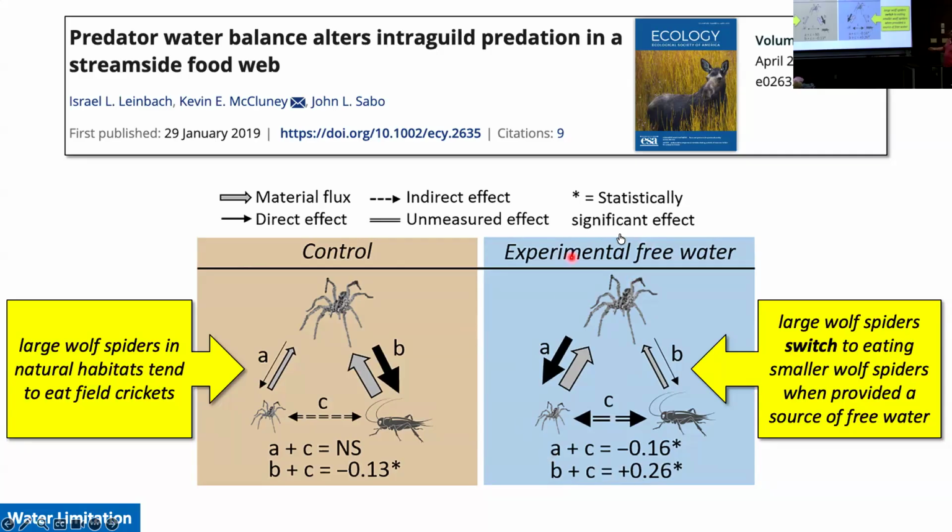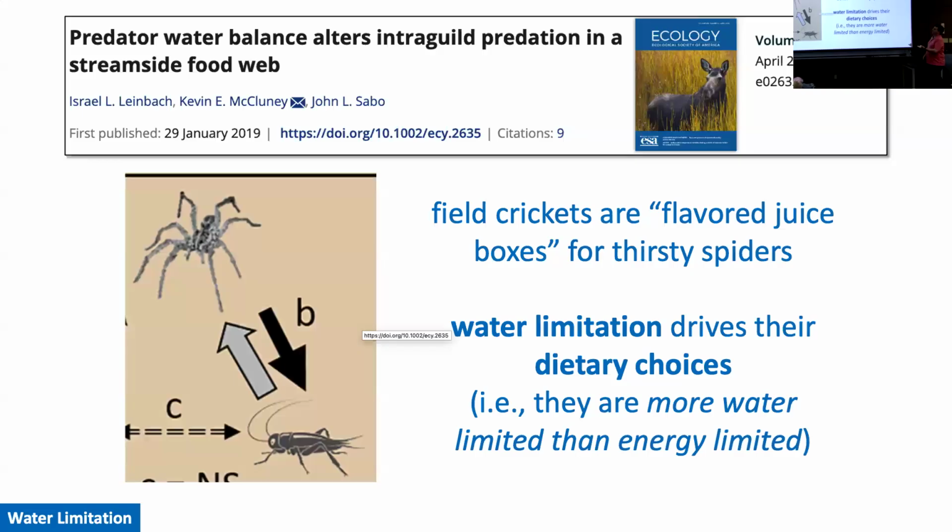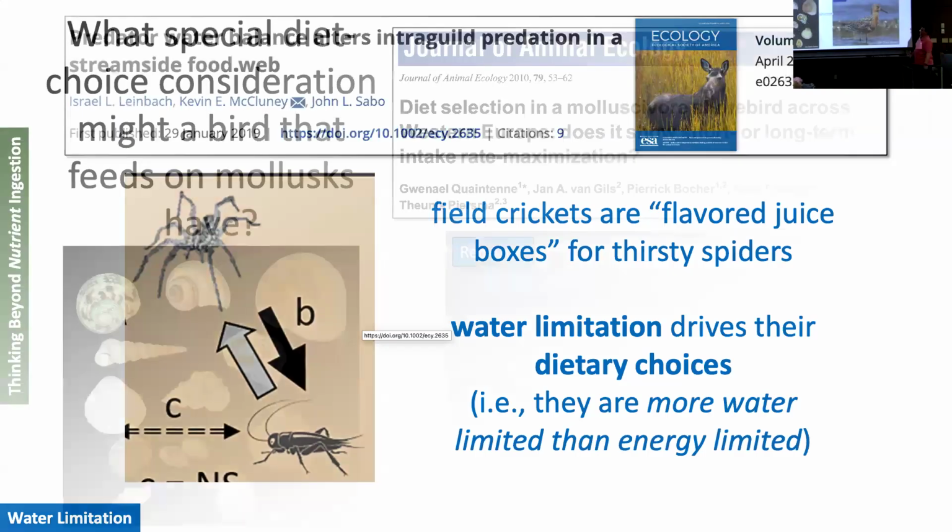This is what optimal foraging theory would predict, where they primarily will eat these spiders, and we can recover that if we give them enough water. But if we limit their water as they are in their natural environment, then they flip to eating animals that are filled with water, which I think is kind of cool there. So the juice box explanation.